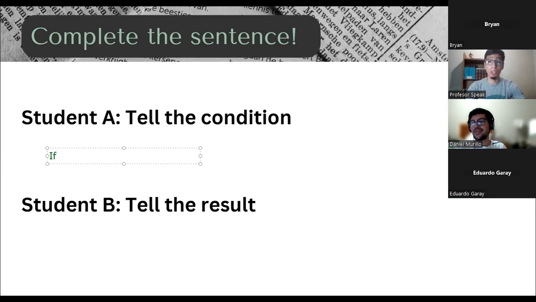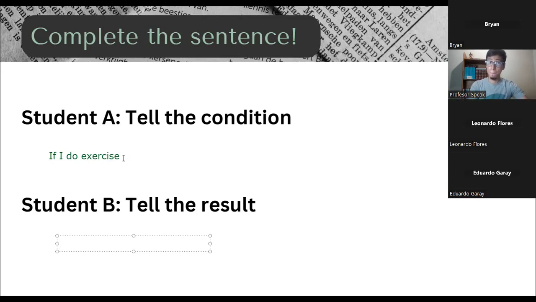Like, I have a question here. I play soccer. No, I do exercise. Okay, I'm using if plus a sentence in simple present. And that gives me my condition. That is the condition. If I do exercise, what can be a result? That will be fitness. If I do exercise, I will be fitness.